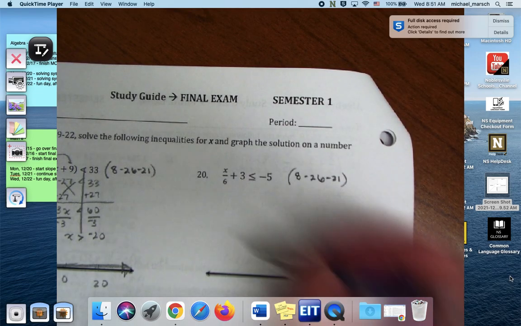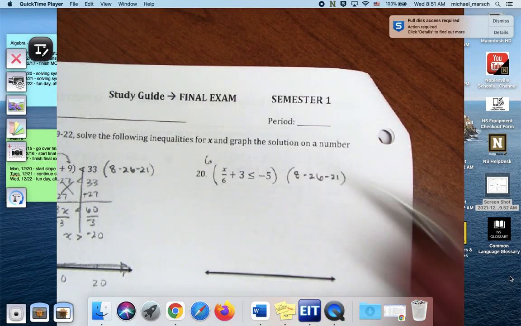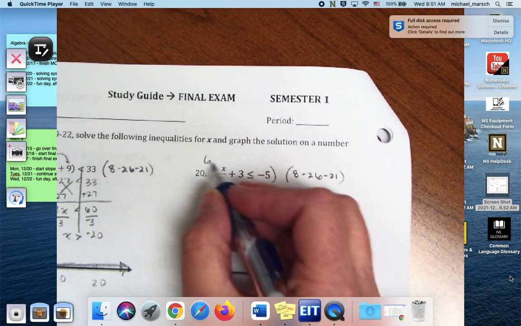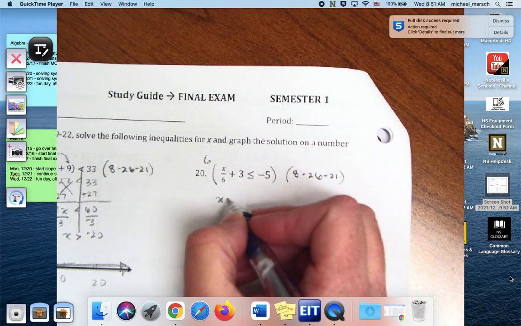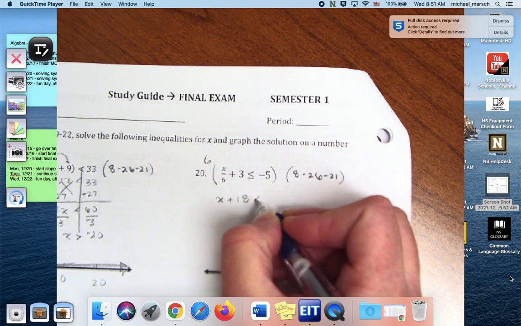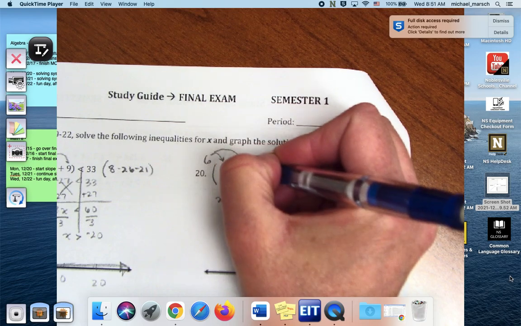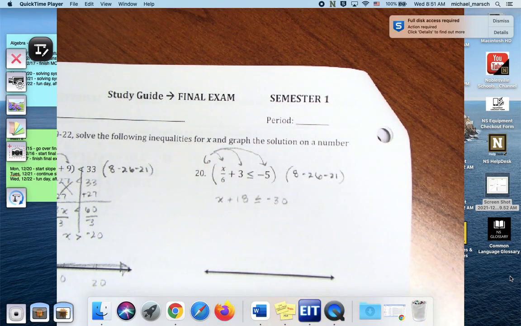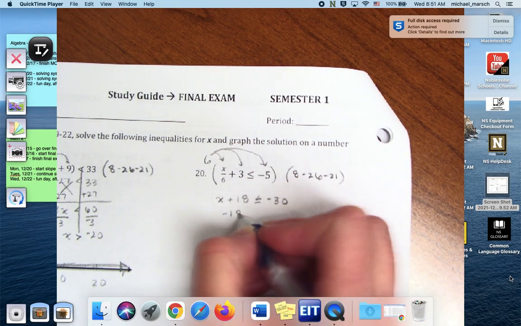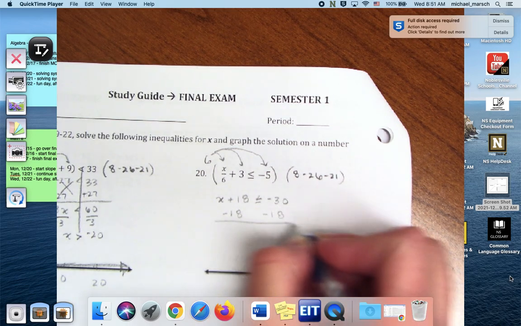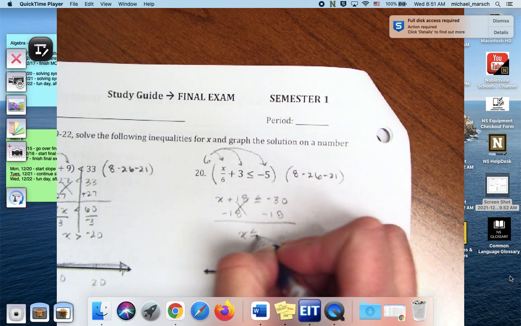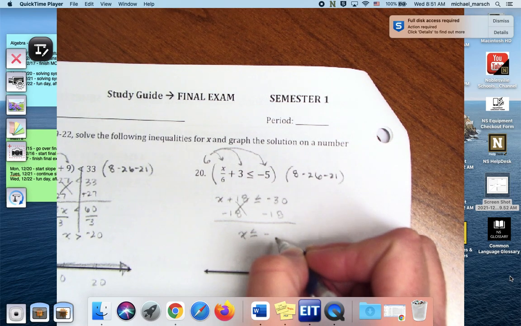Number 20 here, I'm going to multiply everything times 6, just to get rid of that. So 6x divided by 6 is x, plus 18, less than or equal to negative 30. Right, because I'm distributing this to every single part of this inequality. Subtract 18 from both sides. x is less than or equal to negative 48.